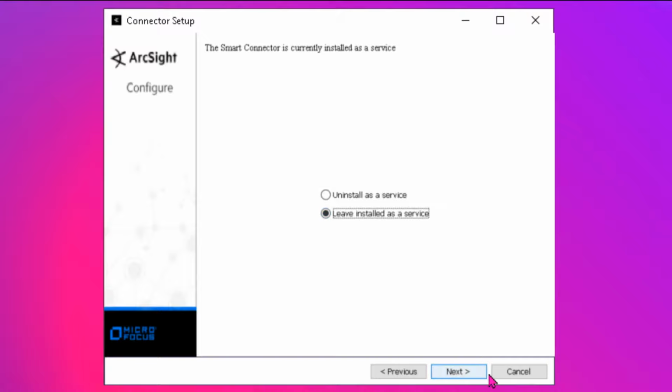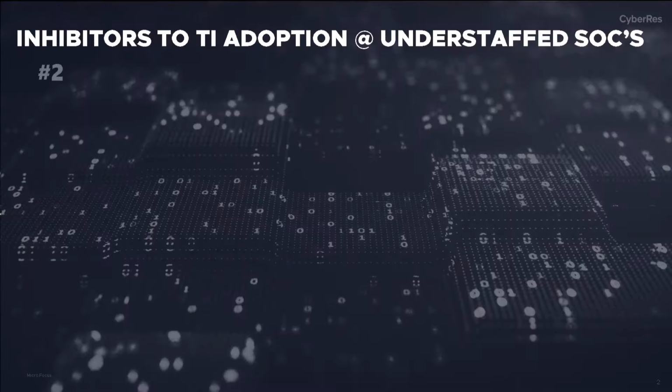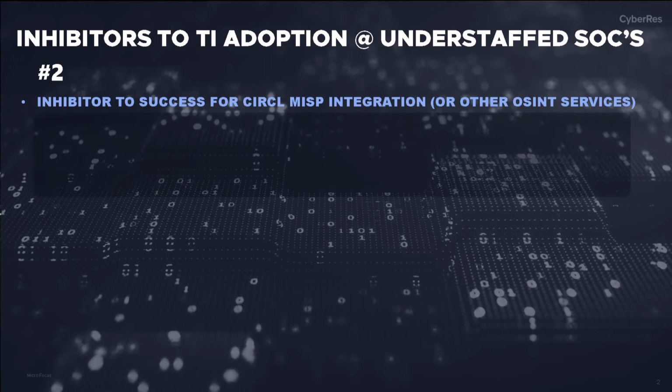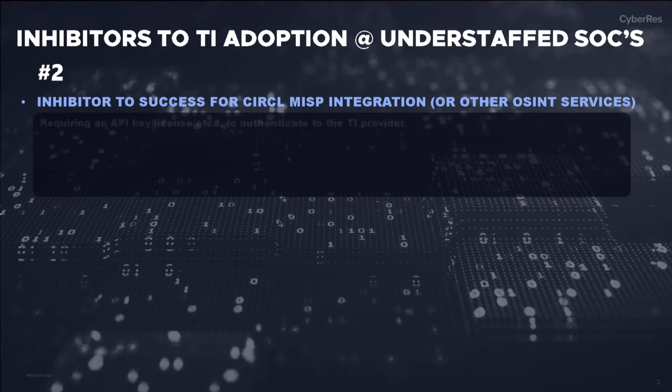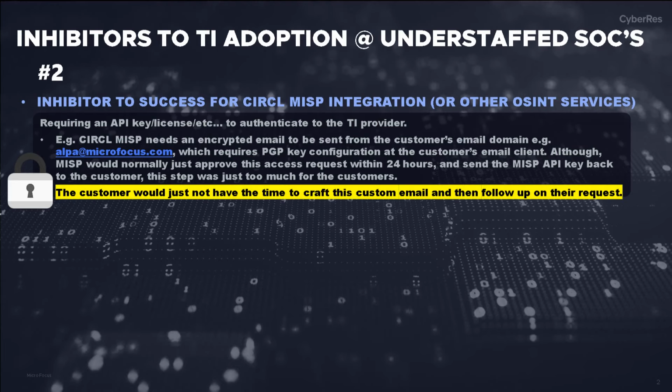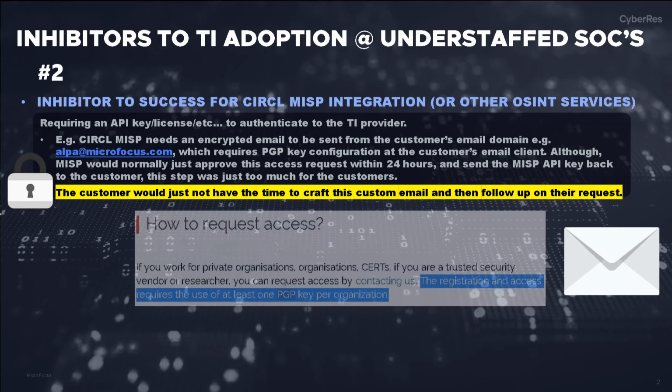Creating a smart connector was just a starting point. Making it easy was the main job. Let's see the second real-world issue. Before getting any TI data, consumers are required first to authenticate by presenting a token or key to the service. For example, Circle MISP usually requires the customer to register for a free account.